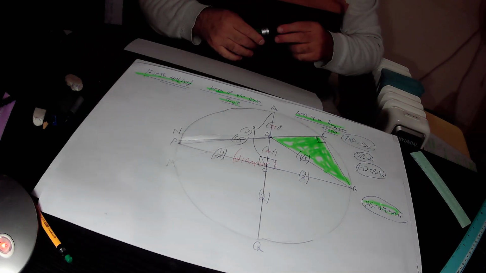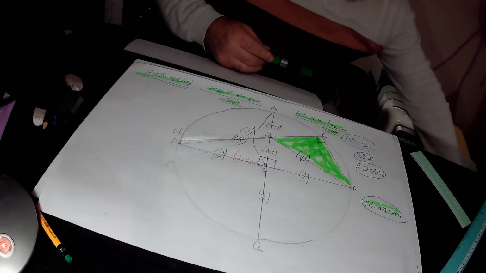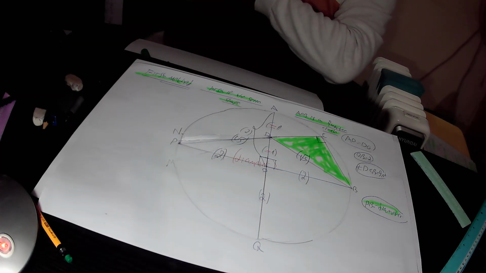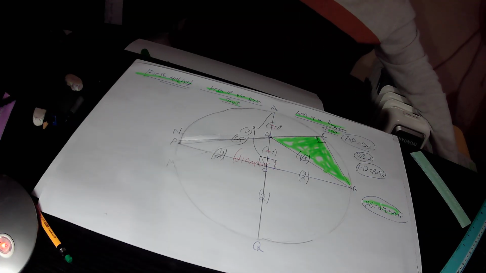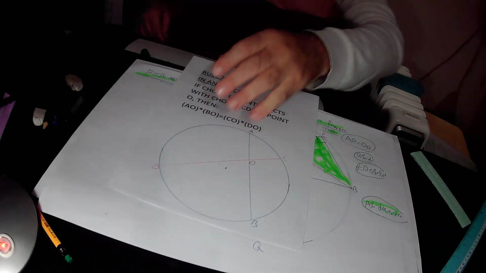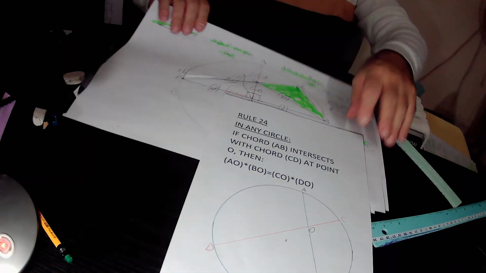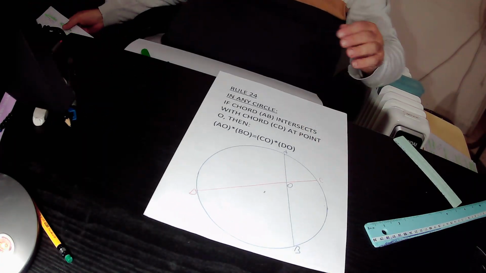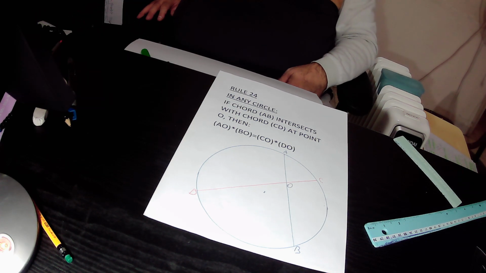So here we can implement rule 24 in our drawing. So I repeat quickly rule 24. According to rule 24, first of all, draw any circle. In any circle, if chord AB intersects with chord CD at point O, then the following equation holds: AO times BO equals CO times DO.